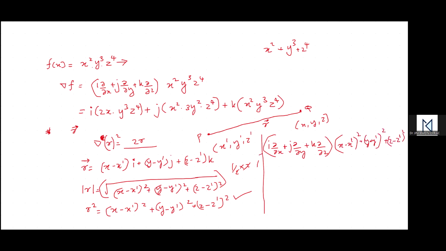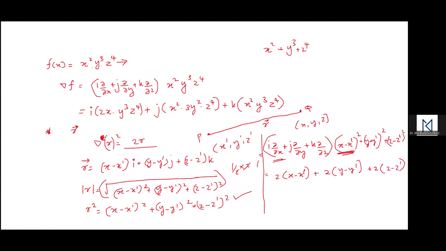So we can take the derivative of each one with respect to x. Then x prime with respect to x, this is a variable. It's equal to 2 into x minus x prime all raised to 2 minus 1, plus 2 into, with respect to y, y minus y prime, plus 2 into z minus z prime.